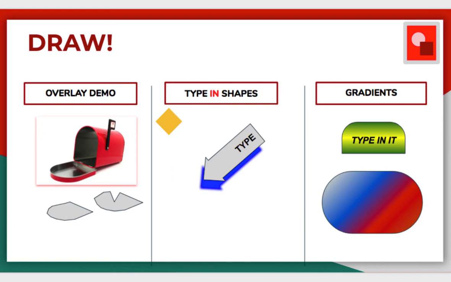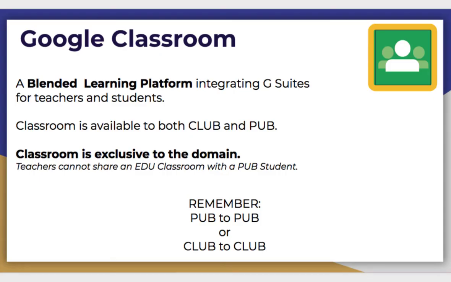Now, I told you that this was going to be the last thing I was going to cover. I lied. This is actually going to be the last thing I cover, Google Classroom, because it is such a cool tool that you can use in any type of Google. You can use it in the club or the pub. The only thing you need to remember is that the pub teacher has to share with the pub student, or the club teacher has to share with the club student. You cannot share club to pub or pub to club. So you have to be on the same domain.